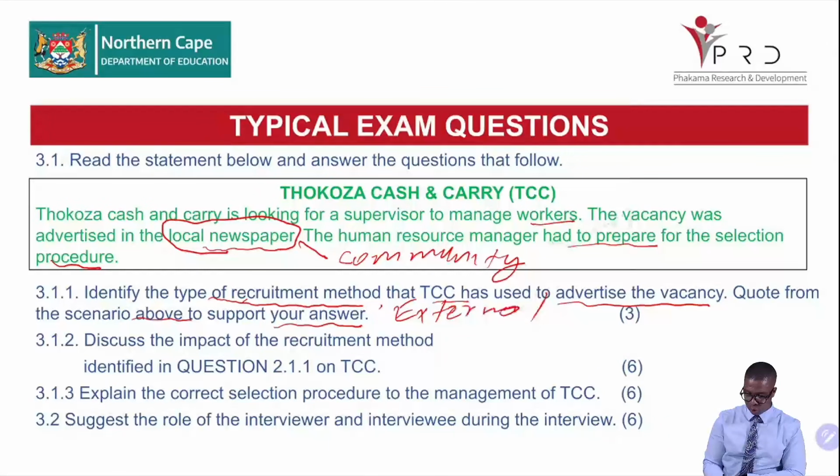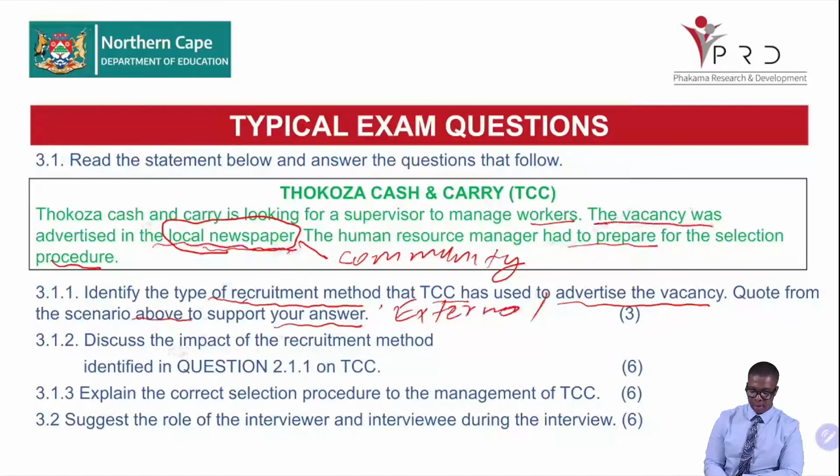Thereafter, you motivate. What do you use to motivate the scenario again? The vacancy was advertised in the local newspaper because the local newspaper allows external members of the community, anyone who's outside the business, to see the advert to say Thokoza Cash and Care is looking for a member who can manage, or a supervisor who can manage the workers.